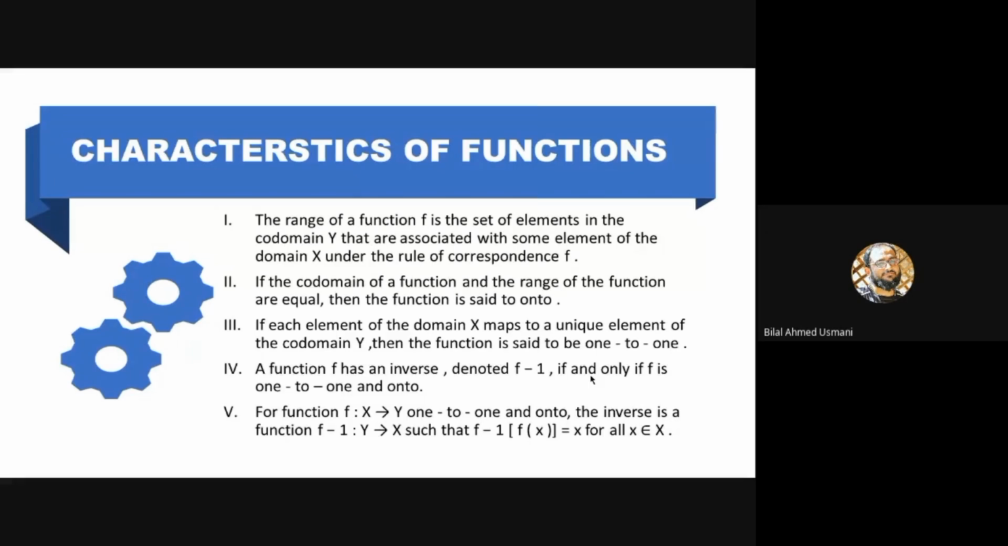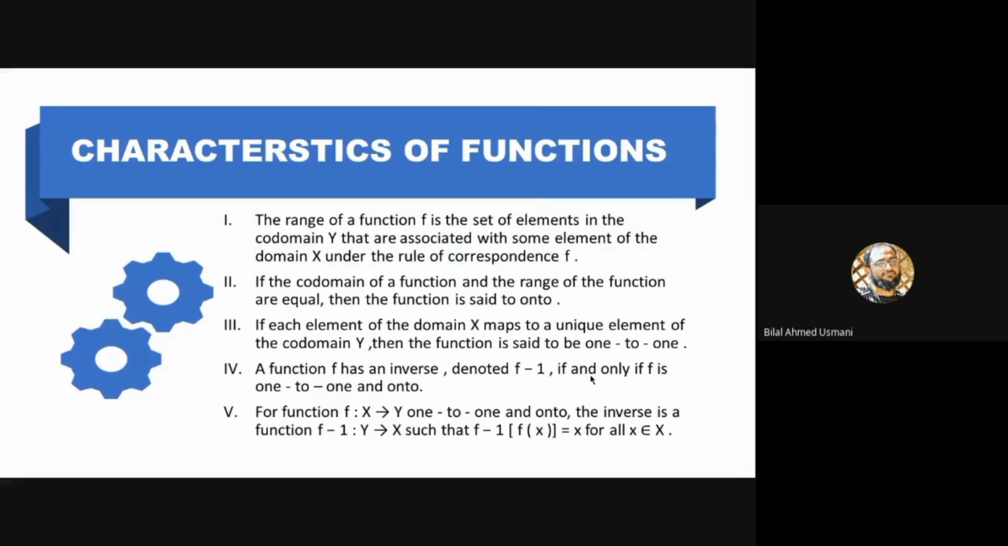Codomain and range are slightly different. I'm not going into that detail right now. If each element of the domain maps into a unique element of the codomain, the function is said to be one to one. There are three types of function: one to one function, onto function, and one to one and onto function. So there are three types of function.